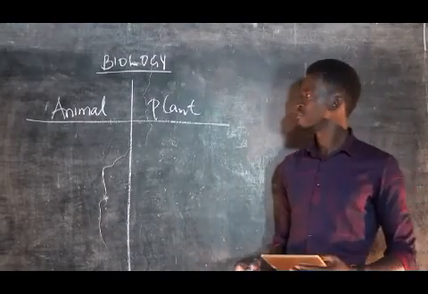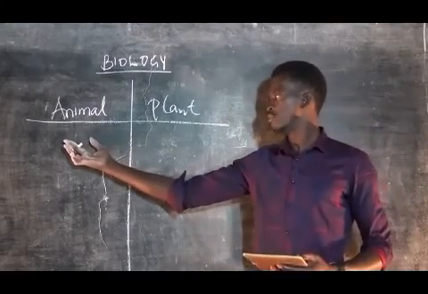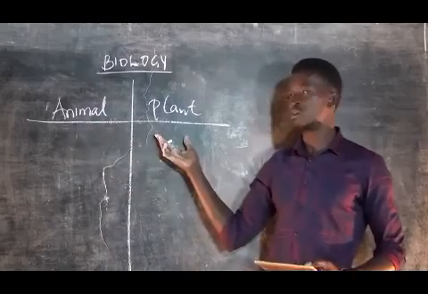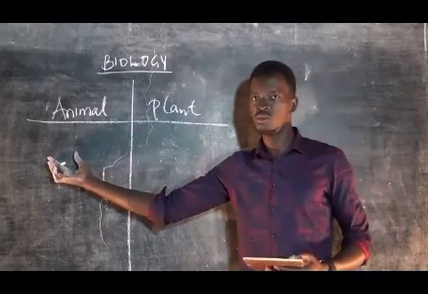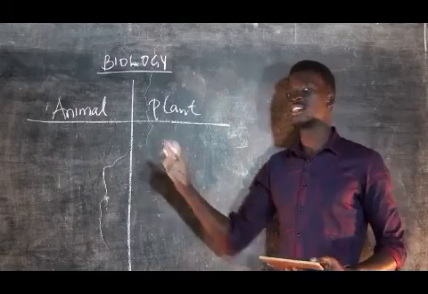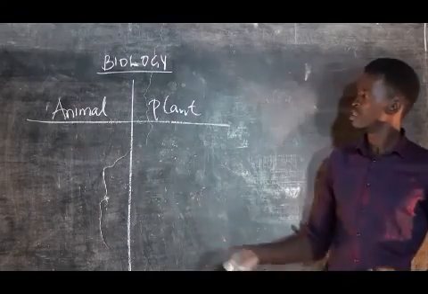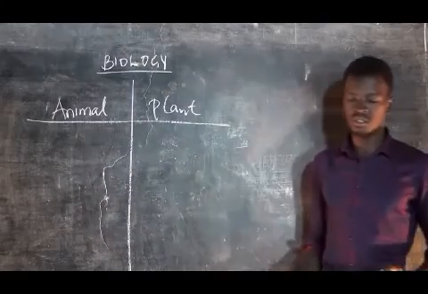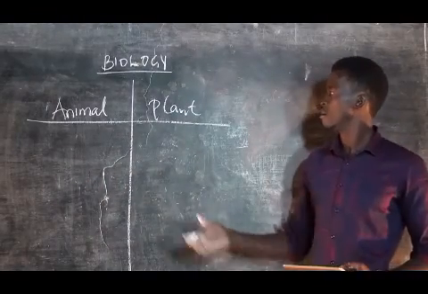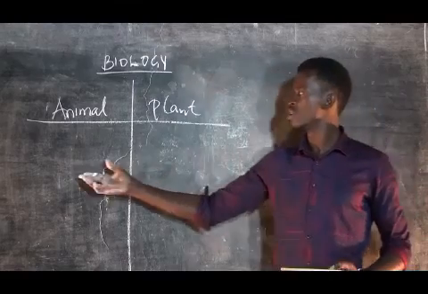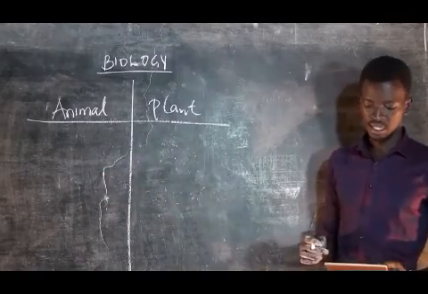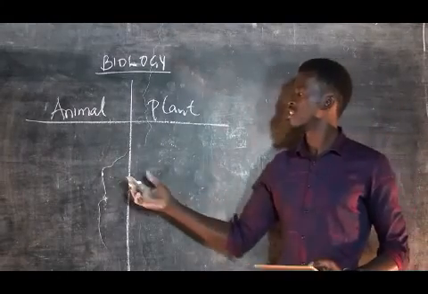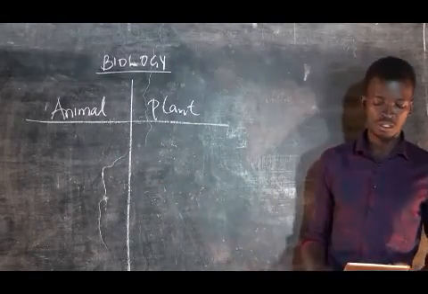And then we have the irregularity of the cell as a difference. This one being regular, and this one having no cell wall and this one having a cell wall is another difference. And then this one having a large vacuole, this one having a small vacuole, that is another difference. Middle lamella: this one has no middle lamella. And then the tonoplast. The plant cell has a tonoplast, the animal cell does not have a tonoplast.